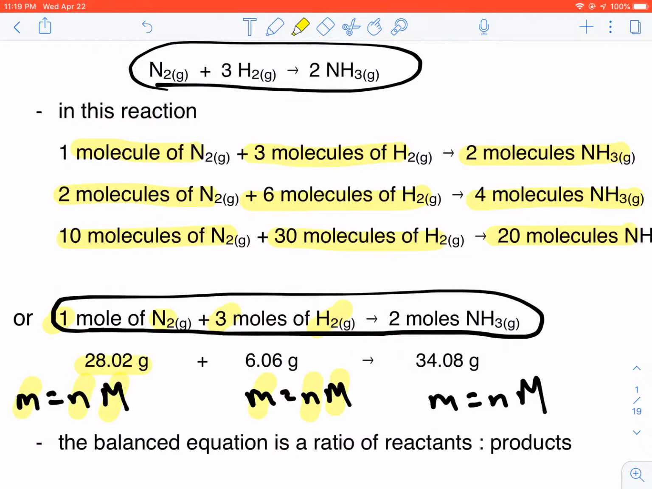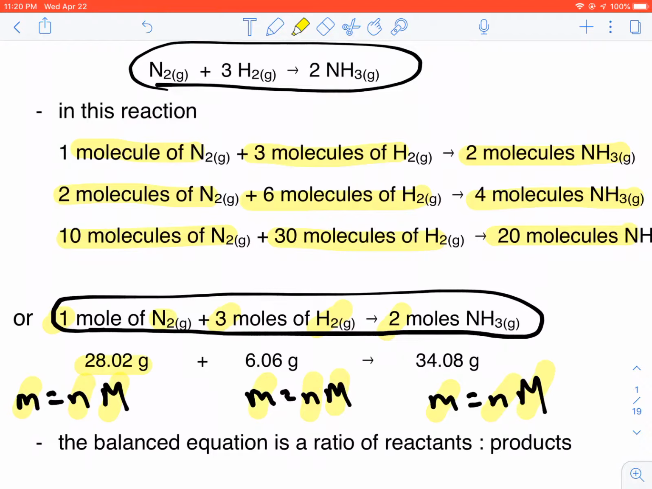And over here, NH3 has a molar mass of 17.04. So if I take my 17.04 times the 2 moles that I'm seeing here, I will get 34.08 grams.